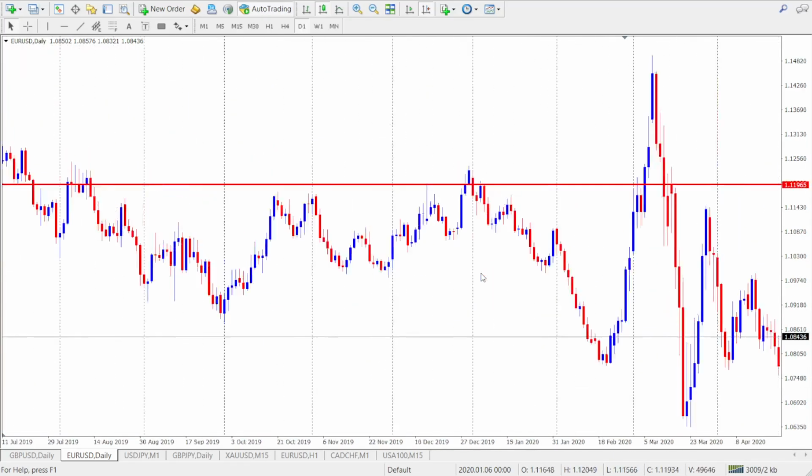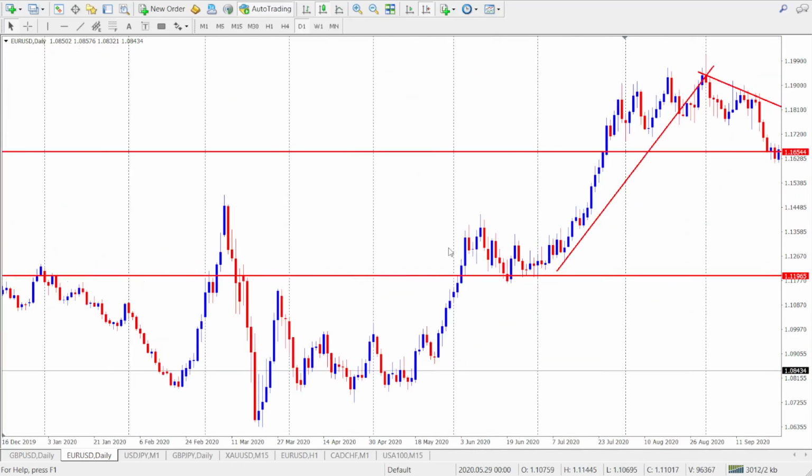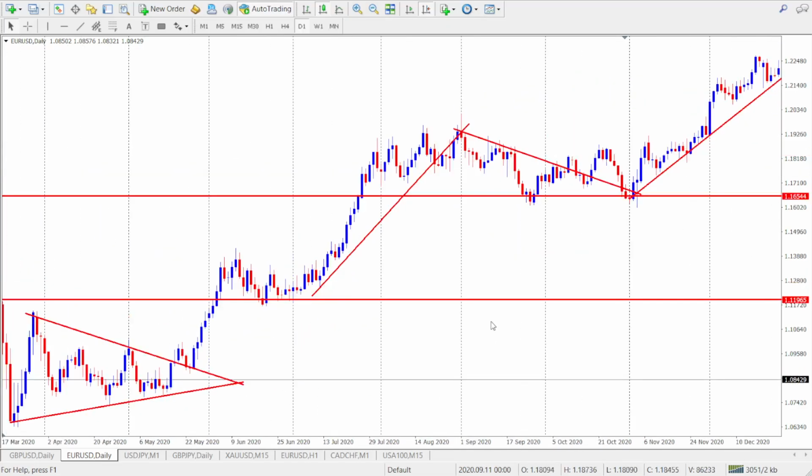Triangles usually converge. We have a symmetrical triangle. You can see this one converged. Usually the trend lines meet very close to the point of breakout. So this is a symmetrical triangle. There could be a breakout to the upside or to the downside. Then we also have an ascending triangle.